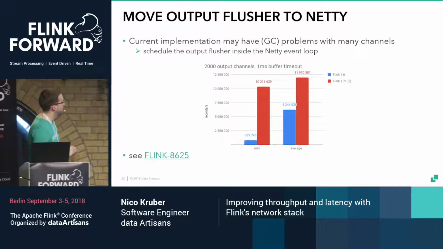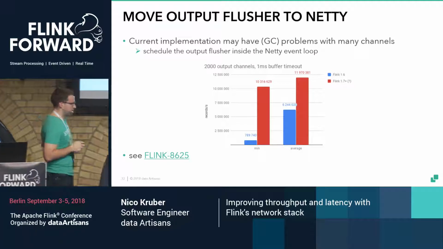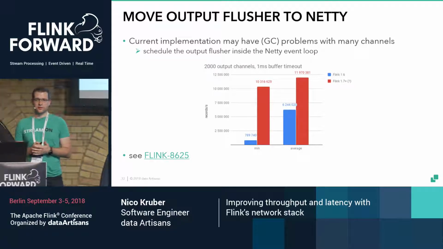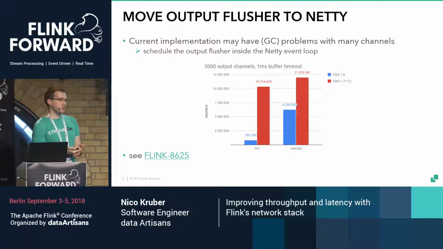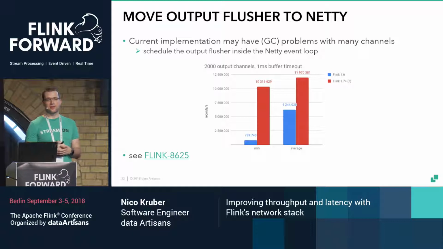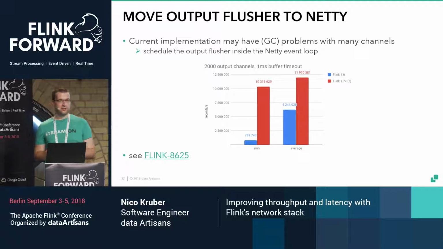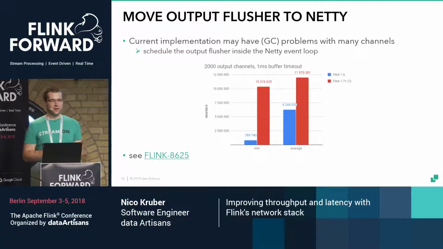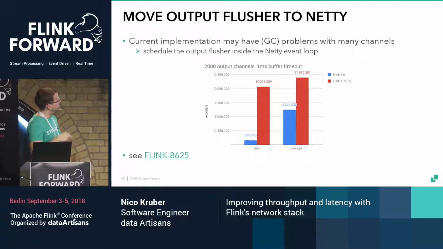What else is there? We did already do some improvements for the latency cases. There's one coming up as well, and this will further reduce the synchronization overhead by not having the output flusher as a separate thread, but actually letting Netty do the work for us. There are some initial benchmarks here. So the average throughput is increased by doing that as well.